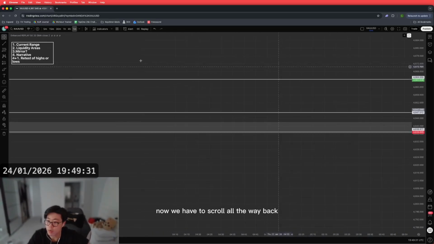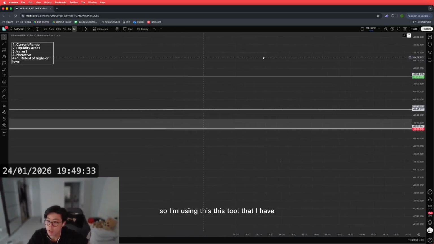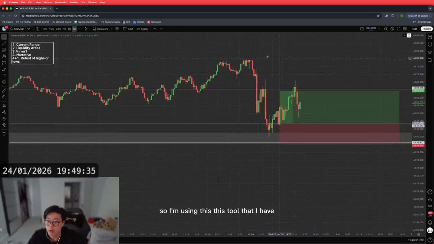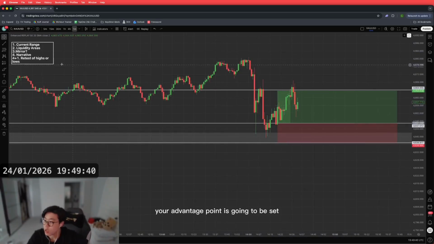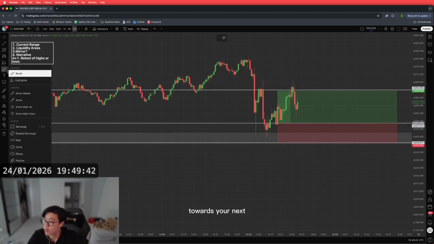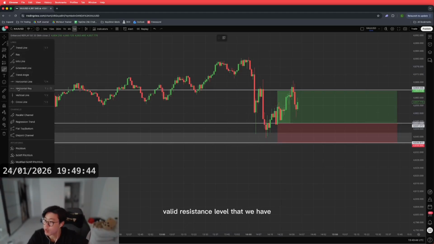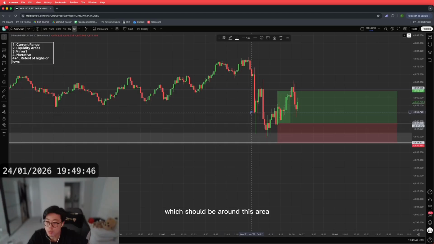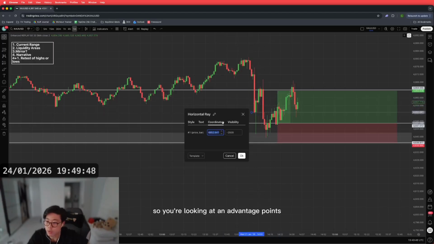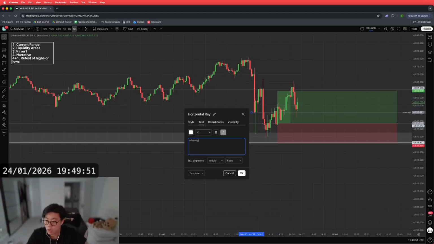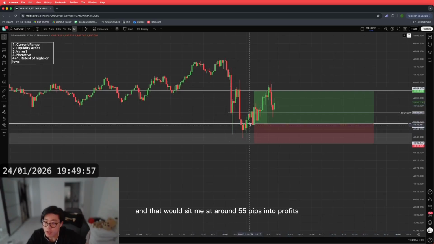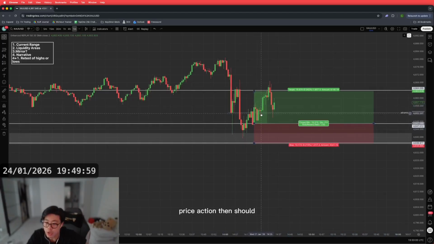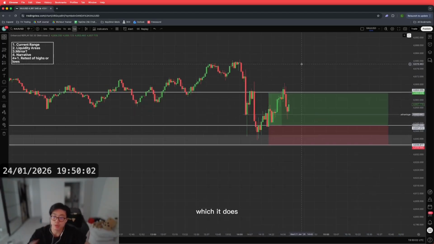Now we have to scroll all the way back because we don't have premium, so I'm using this tool that I have. We're entering the position here. Your advantage point is going to be set towards your next valid resistance level that we have, which should be around this area. So you're looking at an advantage point right here. And that would sit me at around 55 pips into profits. Price action then should retest this area to start pushing up, which it does.